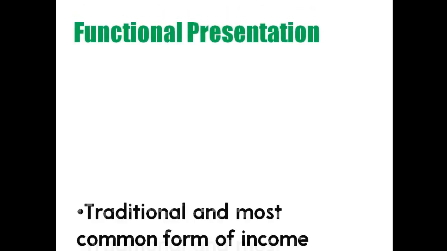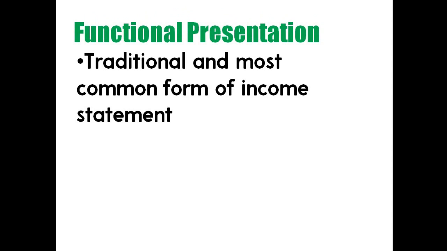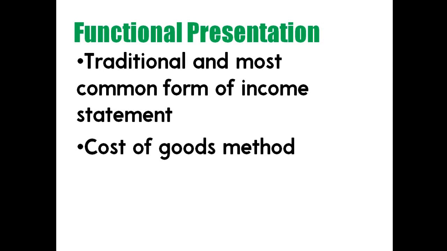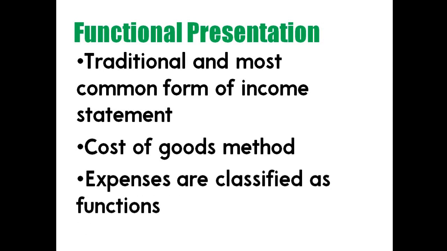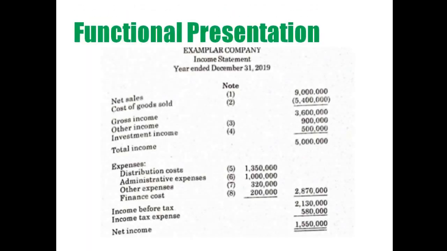Okay, we have forms of income statement, functional and natural presentation. So, alin dito yung lagi mong ginagawa? So, sa functional presentation is actually traditional and most common. So, baka ito yung lagi mong ginagawa. So, cost of goods method siya kasi maikli lang and the expenses are classified as functions. Okay. So, ganito yung itsura niya. This is in your PDF. Net sales. Naka-note kung paano computation ng net sales. Yeah, cost of goods sold, gross income, other income, investment income, total income.